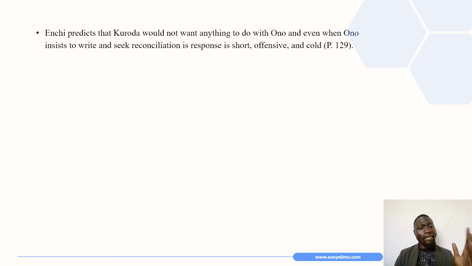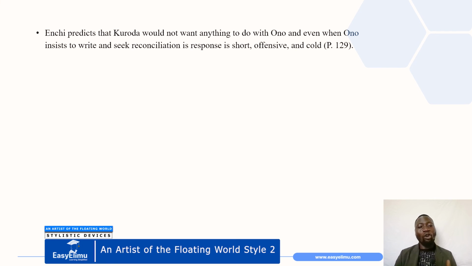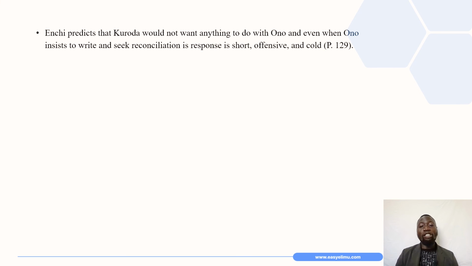So Enchi also predicts that Kuroda would not want anything to do with Ono. And even when Ono insists to write and seek reconciliation, his response is short, offensive, and cold. So exactly as Enchi had predicted earlier on. Remember, he said that Mr. Kuroda would not be pleased to see him, and he would not want anything to do with him. And that is confirmed when Kuroda becomes cold and also avoids Masuji Ono.